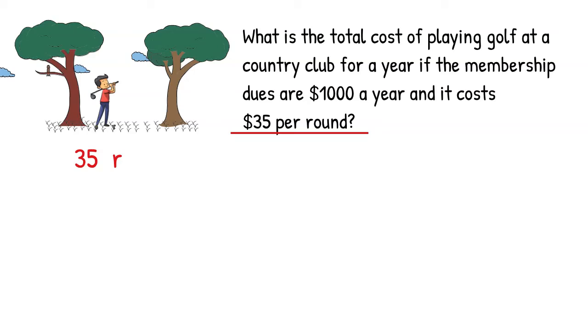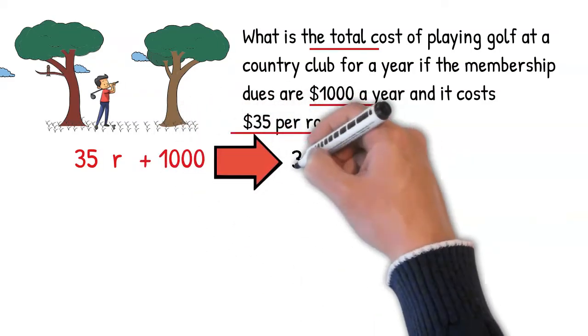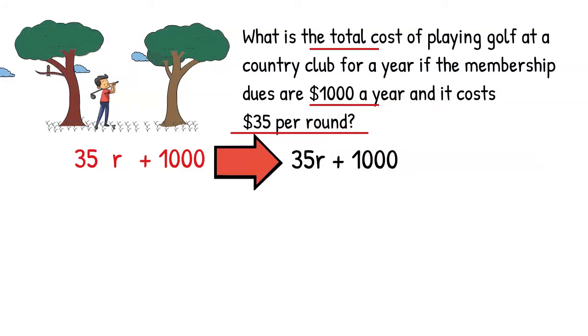Continue with the story going in reverse, and I run into $1,000. But math-wise, what are we doing with the 35R and the 1,000? Back up some more. We are going to total them. Total means to add. Now we have 35R plus 1,000 in dollars would be the total cost for the year for playing golf as a member.